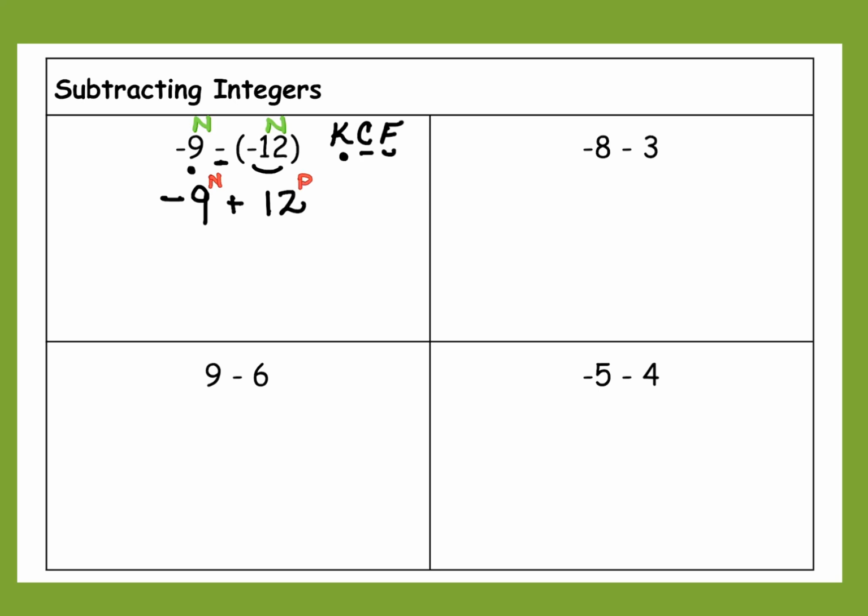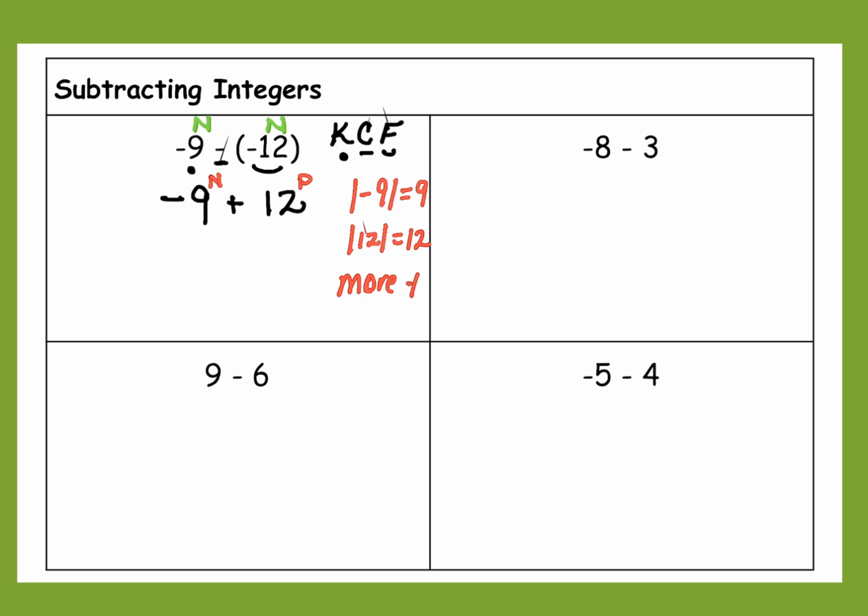Now that our problem is the addition of two different signs, we have to compare the absolute values. The absolute value of negative 9 is 9. The absolute value of 12 is 12.